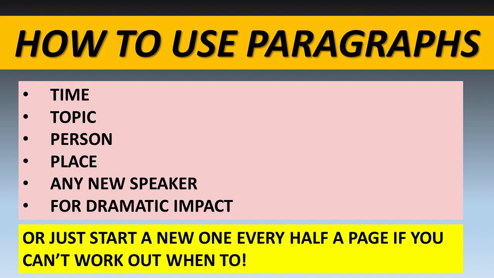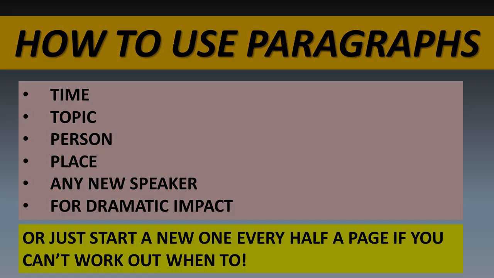If you really can't get your head around paragraphs at this stage in the game, just start a new one every half a page if you can't work out when to. You are limiting your response. In fact, you're probably going to struggle to get yourself above a 4 if you're not paragraphing your writing effectively.